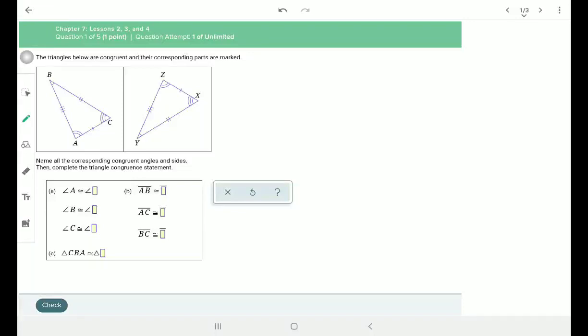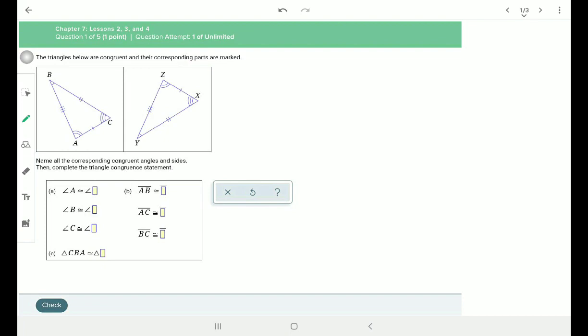There's only 5 questions on this, so I'm going to go through almost all the questions just to give you an idea of what to do on each one. On the first question you're asked, the triangles below are congruent and the corresponding parts are marked. Name all the corresponding congruent angles in the sides, then complete the triangle congruence statement.